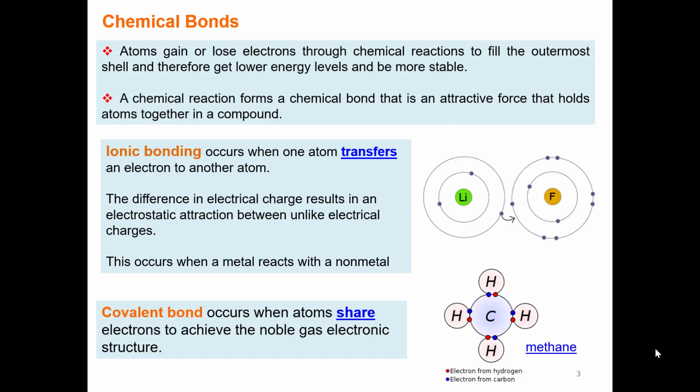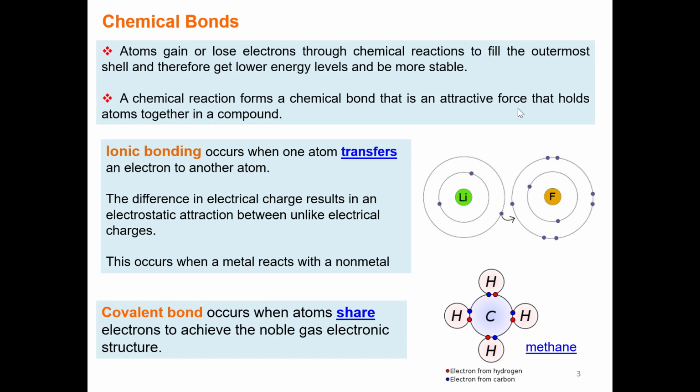But how do the atoms or molecules stick together? This happens due to chemical bonds. In a chemical bond, the atoms or molecules gain or lose electrons through chemical reactions in order to fill the outermost shell and therefore get lower energy. When the atoms or molecules get to a lower energy level, they are also stable, as noble gases are.